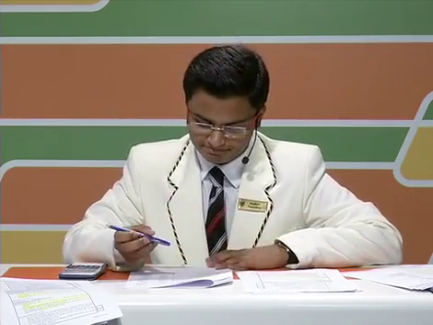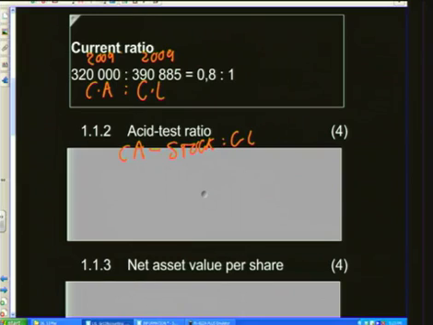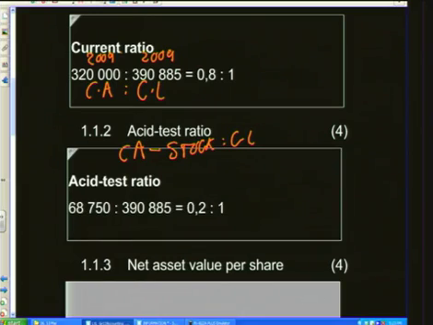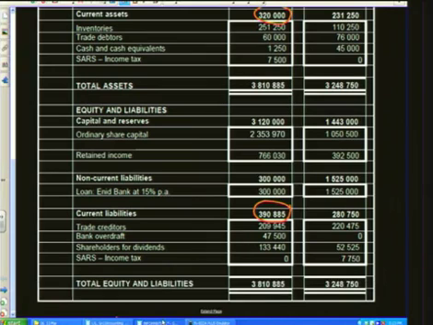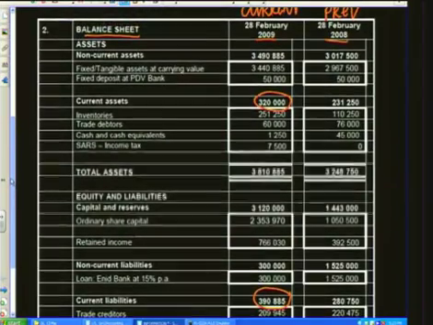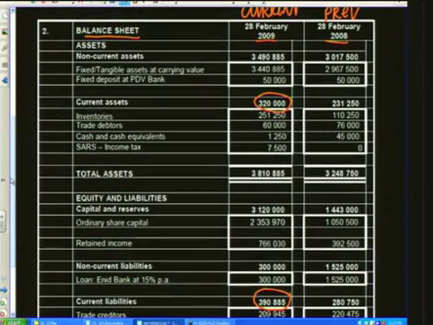Yeah. Okay, right, so let's look at the answer or the actual calculation itself. Current assets minus stock for 2009, an amount of 68,750. Okay, and let's go to the balance sheet so that we know exactly where we're getting this amount from. So let's go to our information. There's my balance sheet, and I'm looking for my current assets. There we go.